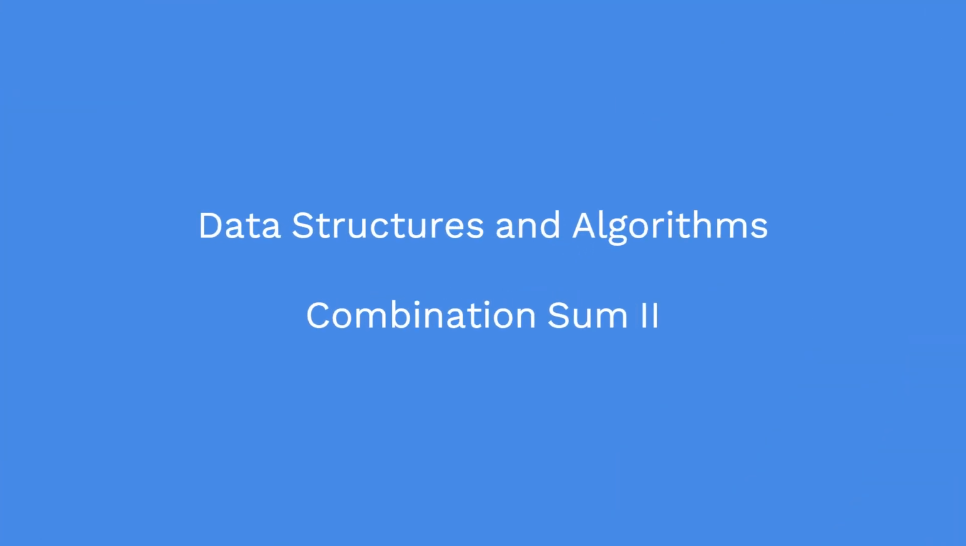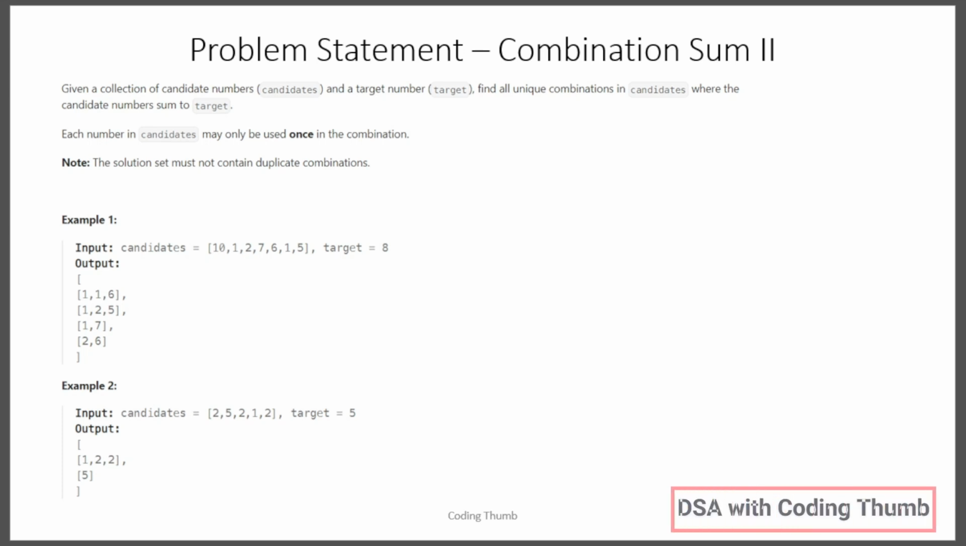Hello coders. In today's problem solving session, we'll take a deep dive into the combination sum 2 problem. We'll uncover techniques, build our solution step by step, and focus on intuition rather than rote learning. So let's get started. We are given a collection of candidates, which is an array of integers, and a target number. We need to find all the unique combinations in the candidates where the candidates add up to the target.